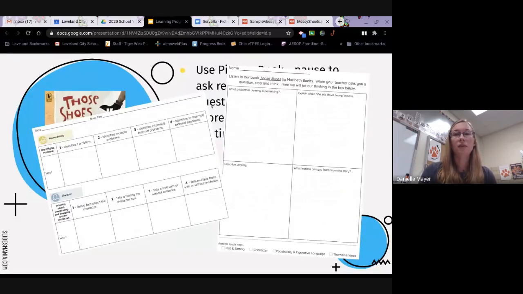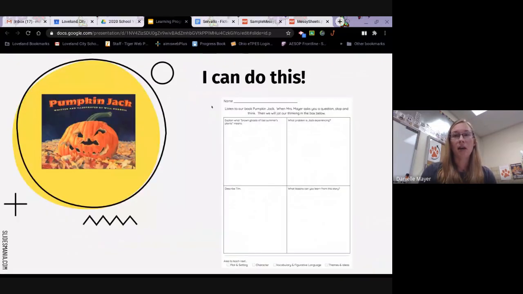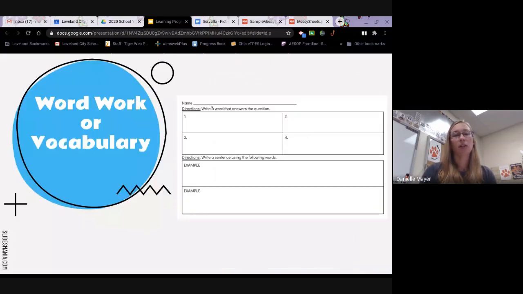So I loved that, and so I went ahead and took it and used it with one of my favorite fall stories, which is Pumpkin Jack. And I did the same thing. In each box, I picked a skill that we needed to work on, or I needed to know where they were. It was a complete read aloud. We paused, we wrote, and then I was able to assess where kids were from there.